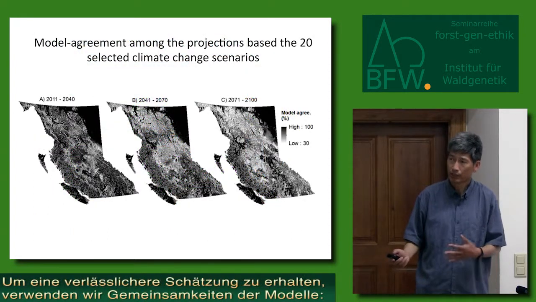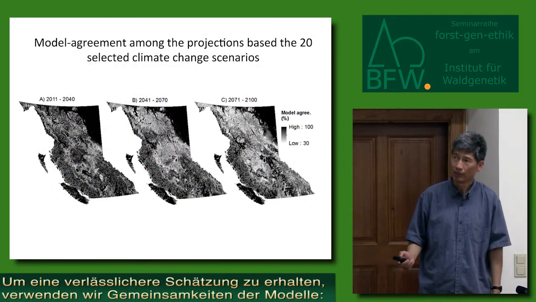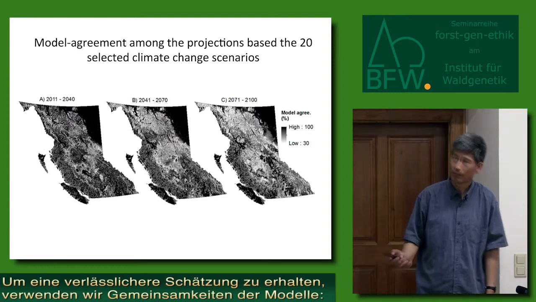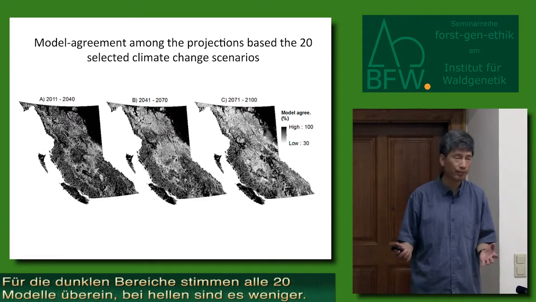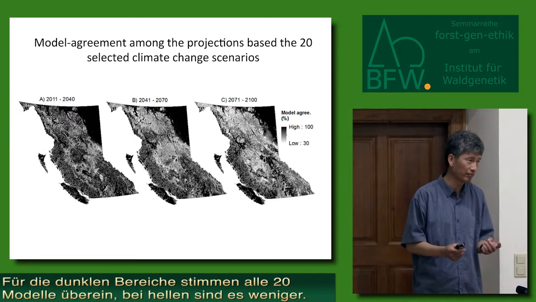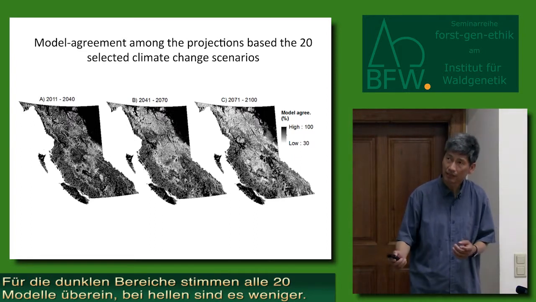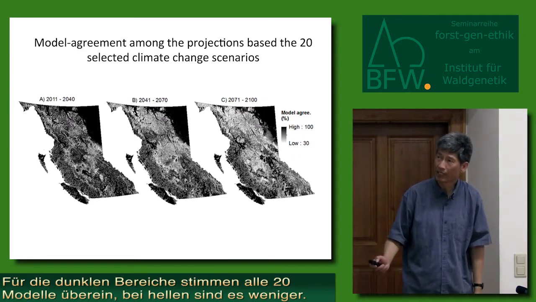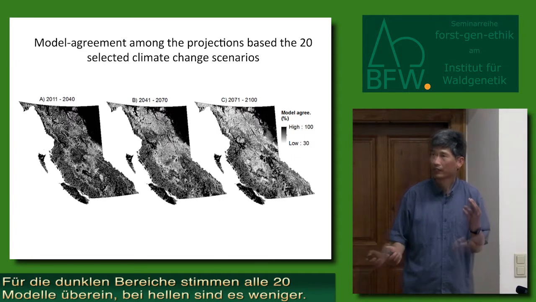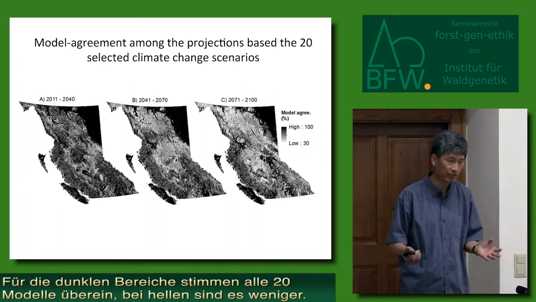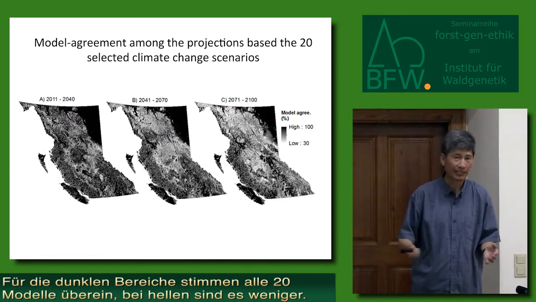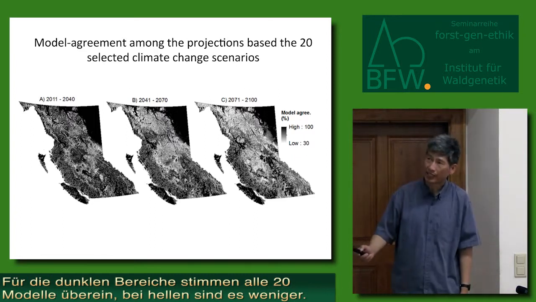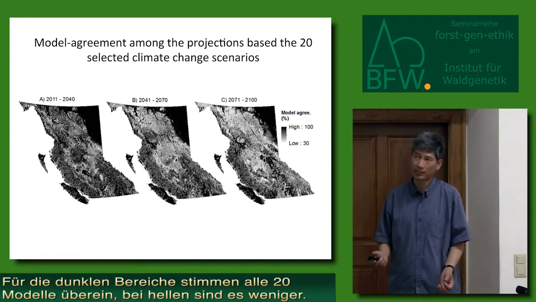In order to make the guess more reliable, we also provide the model agreement. In the dark area, all 20 projections agree on one thing. Every model says, this is the result. But for the white area, only 6 models say yes, and all the other 14 models say different things. For the dark area, it's pretty safe.